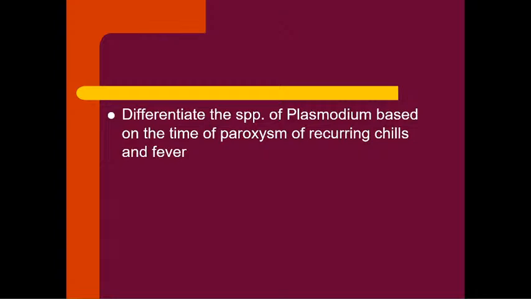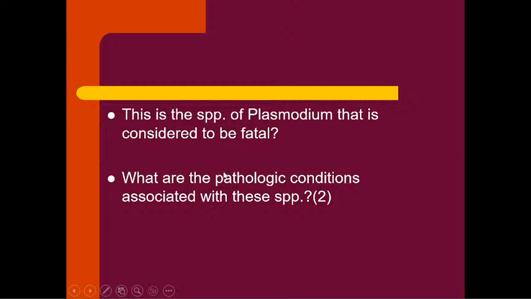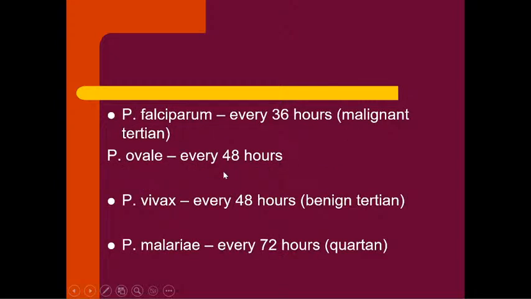Okay? Now, based on paroxysms, you can differentiate the species of Plasmodium with the following. Plasmodium falciparum is 36 hours. Every 36 hours, there is paroxysms of chills and fever. Okay? And this is known as the malignant tertian malaria. Okay? Plasmodium ovale and Plasmodium vivax is known as benign tertian malaria. Benign tertian form of malaria because it occurs every 48 hours. For Plasmodium malariae, this is known as the quartan one because it occurs every 72 hours.